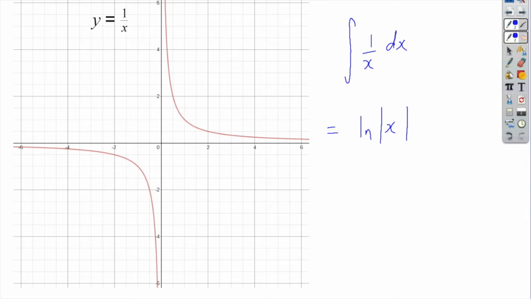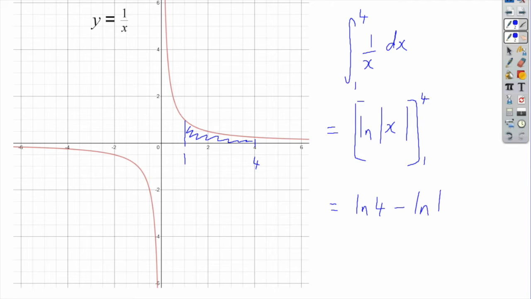Suppose I asked you to work out the area bounded between x equals 1 and x equals 4. There's 1 and 4, and I'm just going to shade it in. Then you'd put limits on your integral, 1 and 4, and in the integration, because we've got limits to substitute in, we do the largest value first, and then subtract the lowest value. Natural log of 1 is 0, so that's just natural log of 4. And that's our answer. If you can remember that, that would be great.